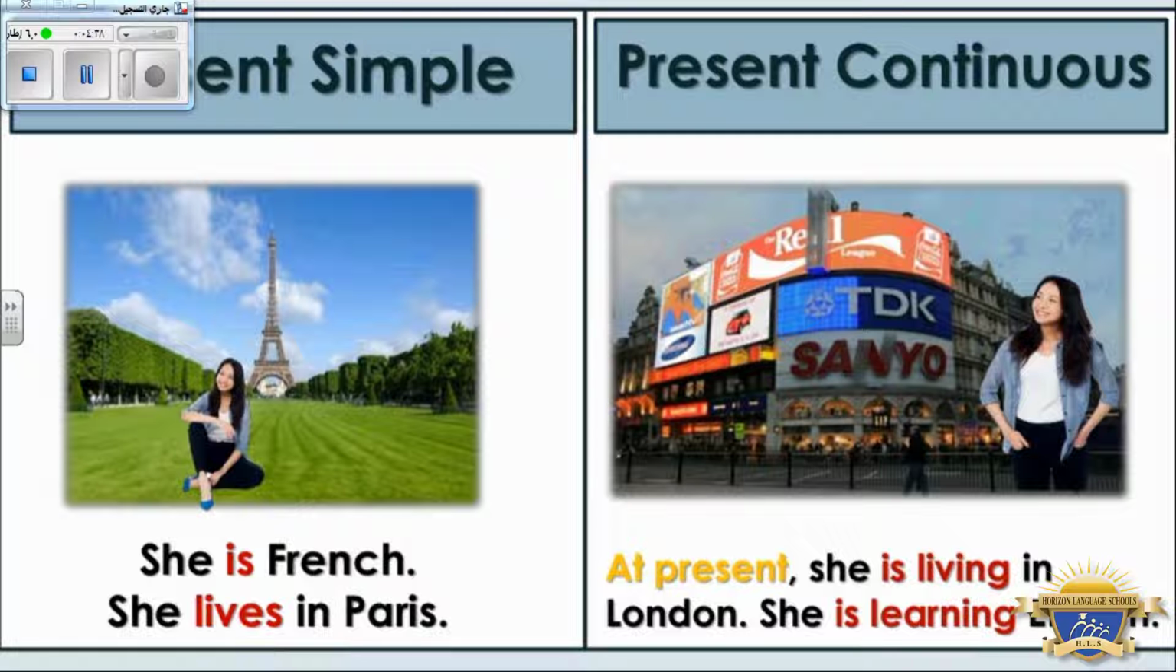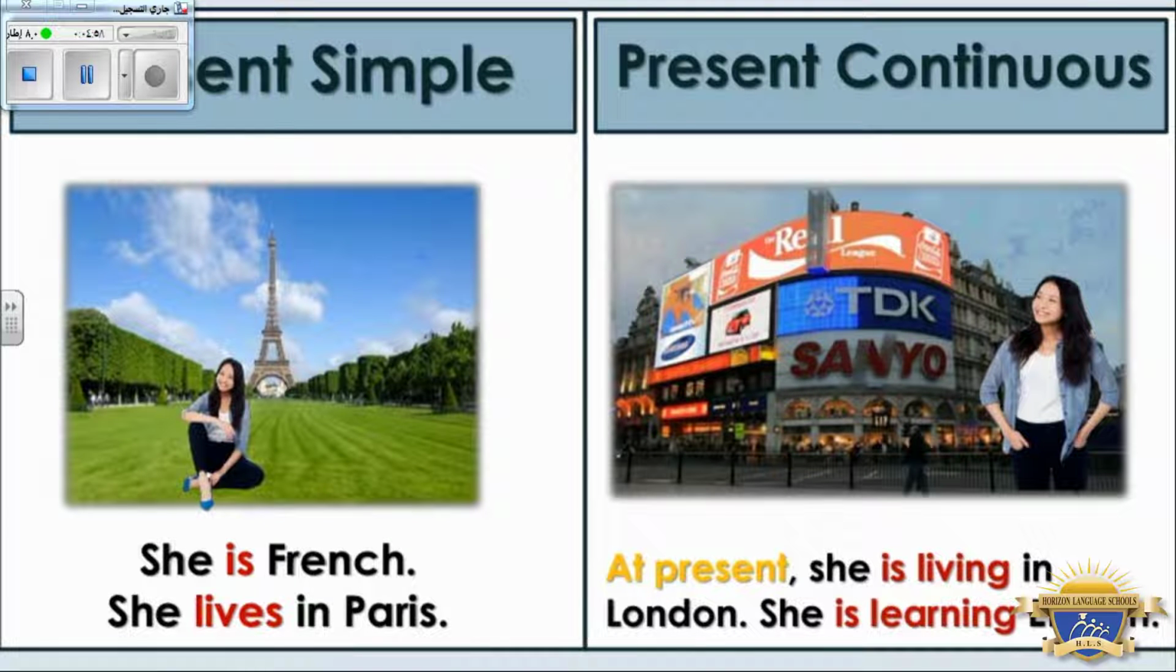Again, here, two different uses as well. So she's French, for sure she lives in Paris. But what I'm saying at present, this is a keyword for the present progressive. She is living in London and she is learning English.